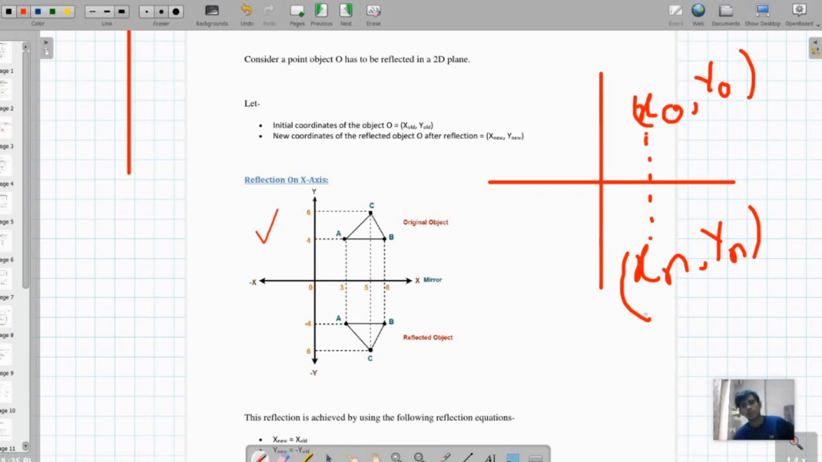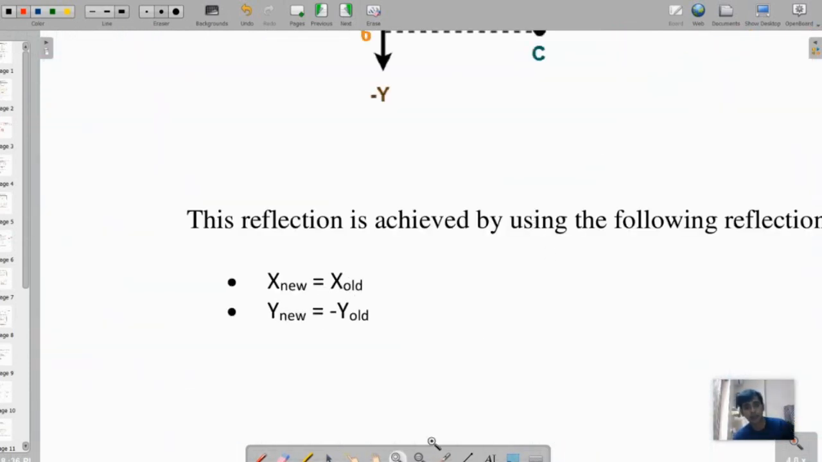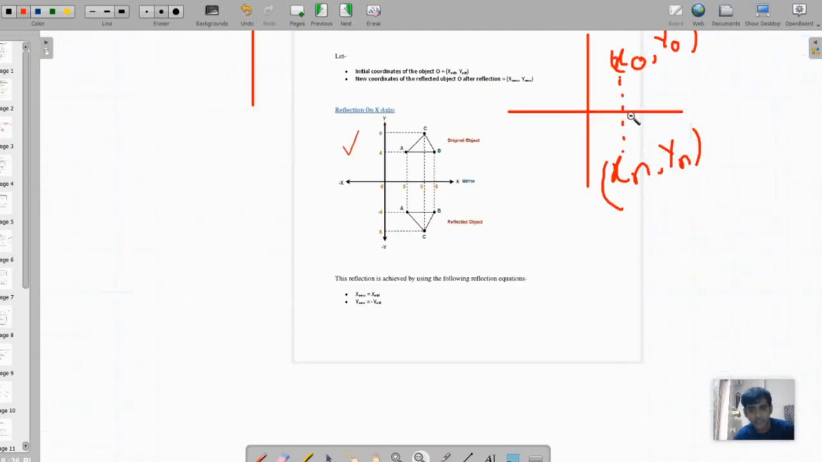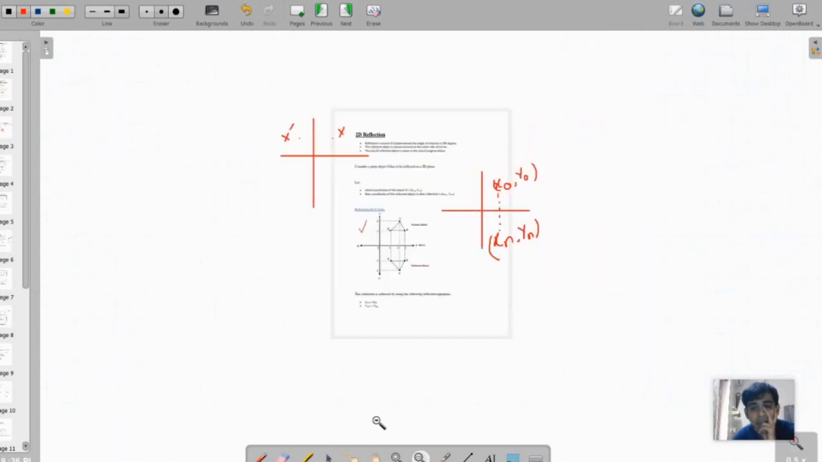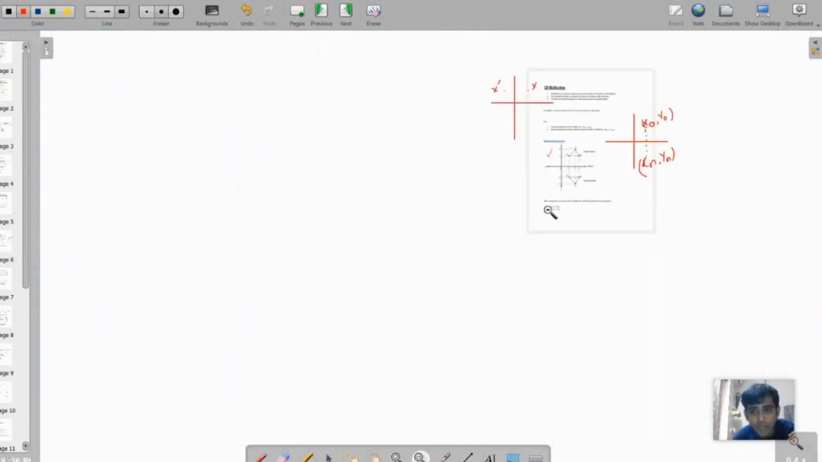Hope you have been able to find some solution. Now have a look at the points. You can see that while you have reflected the point object with respect to the x-axis, the x-coordinate has not changed, but y old has now become minus y old, right? So after reflection, x new equals x old, as it was in the diagram, and y new equals minus y old.